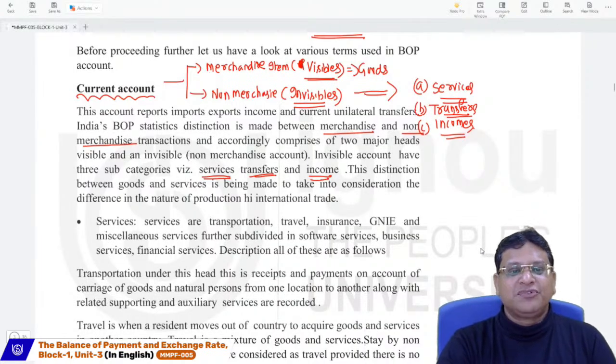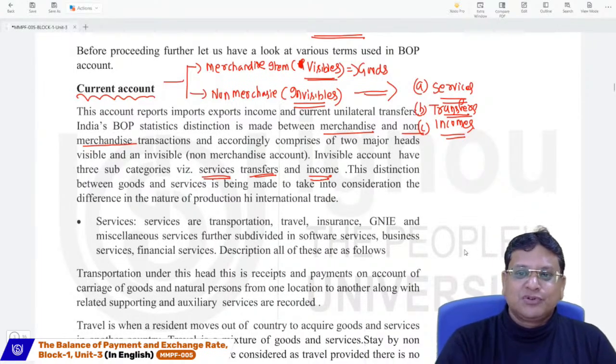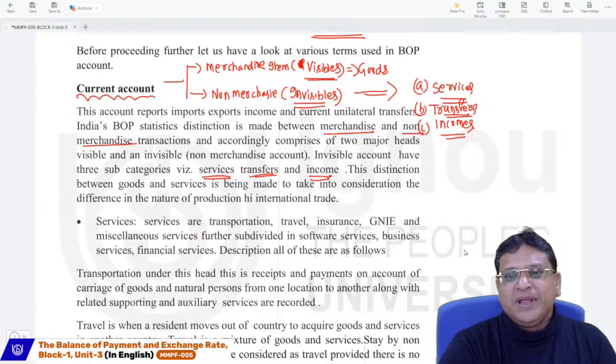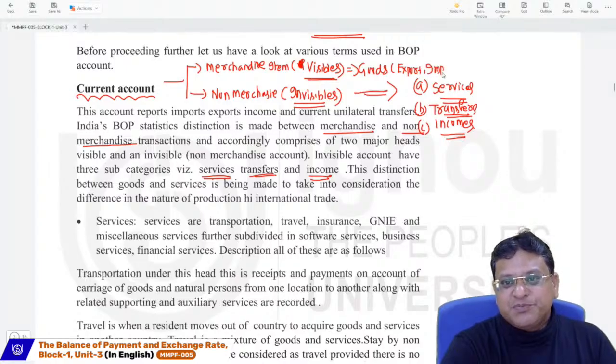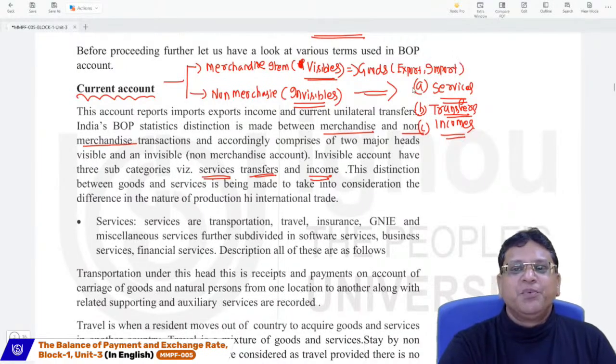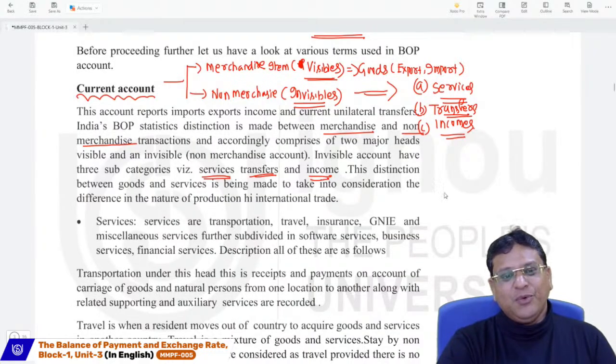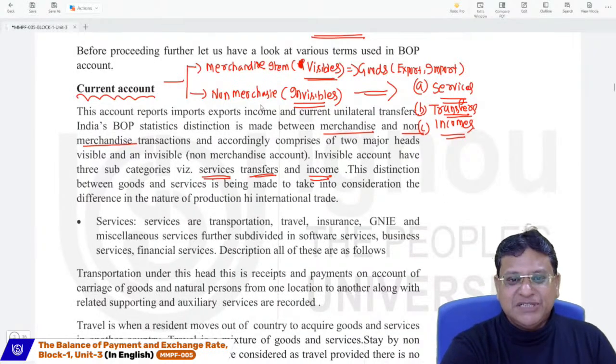Okay, so what is services? First we will discuss visible items. We have already discussed, it refers to goods, export and import of goods. Exports are credit items, imports are debit items. Now we will discuss invisibles, that is services.